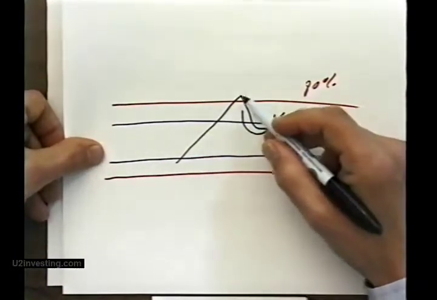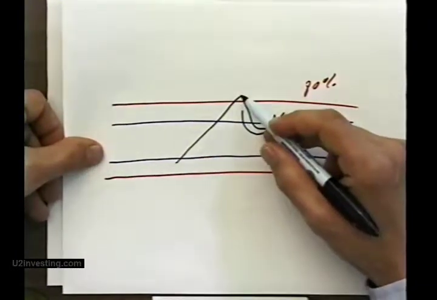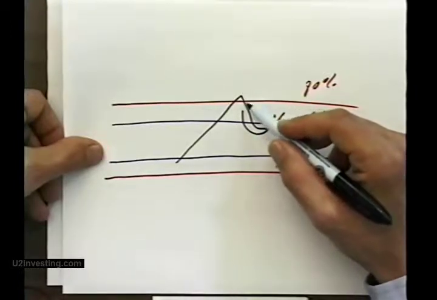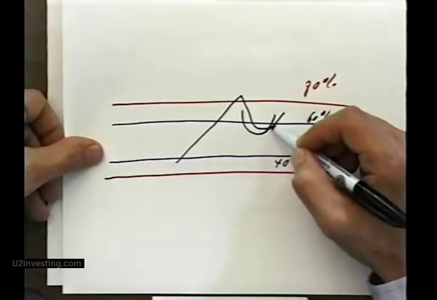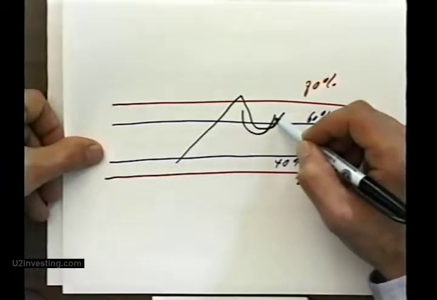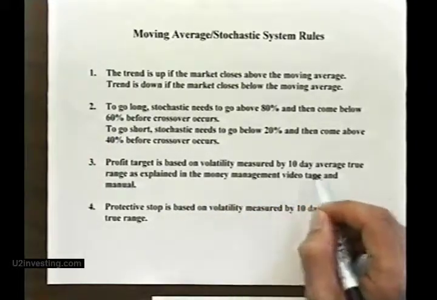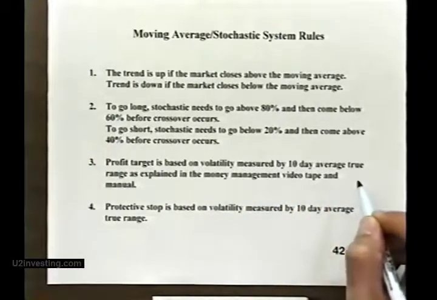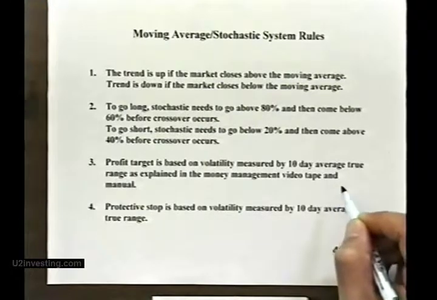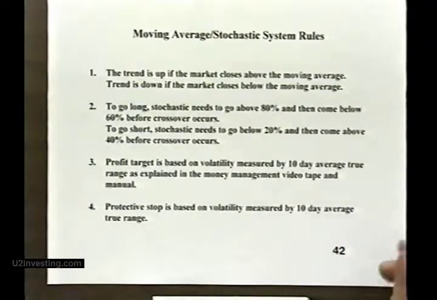What this does is two things. By going above 80, it tells us the trend is fairly strong. And then when we look for a small pullback and then there's a crossover, we're entering the trade with the trend. Profit target is based on volatility measured by 10-day average true range as explained in the money management videotape and manual. Protected stop is based on volatility measured by 10-day average true range.